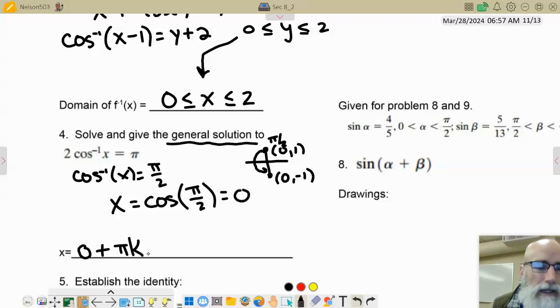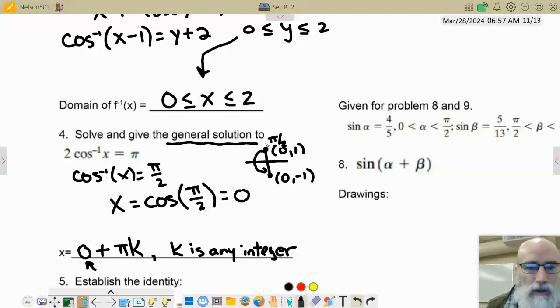Now, honestly, I didn't grade the general solution part. What I did grade was, did you have 0 right there? Okay, so if you didn't have the general solution part, it's okay. And really, we should say that k represents any integer. K is any integer. Okay, so you could rotate clockwise a pi, or you could rotate negative pi, or negative 50 pi, whatever you want to do. You're going to end up at one of these two spots if you just add a quantity of pi.